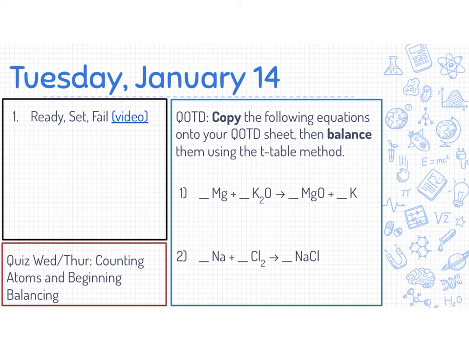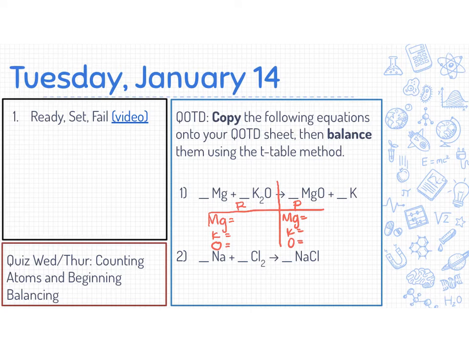Okay, class. So remember, when we balance using the t-table method, the first thing we'll do is put in a t-table. So we're going to split down the arrow because that splits our reactants and our products. Then we're going to list the elements. So each capital letter is a new element. Mg, K, and O. And because of the law of conservation of mass, what I put in, I'm also going to get out. So on the product side, I also have Mg, K, and O.